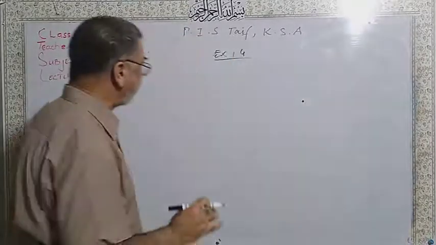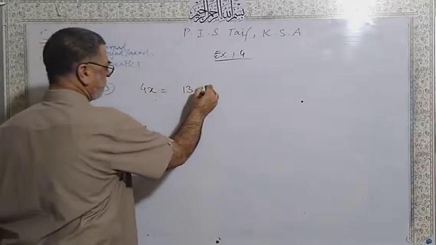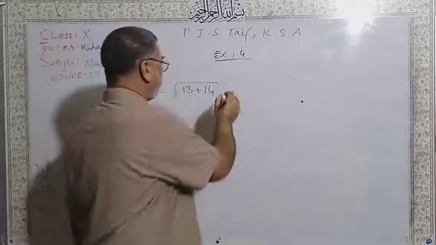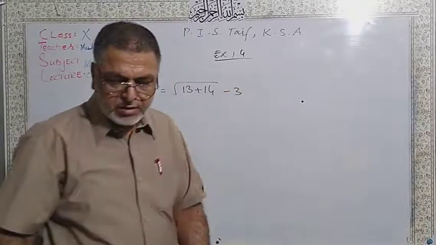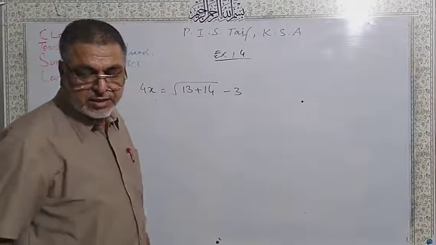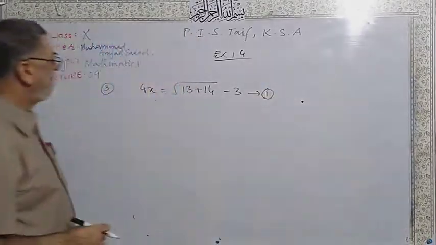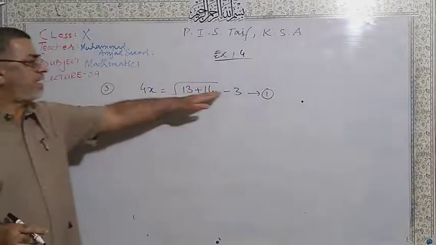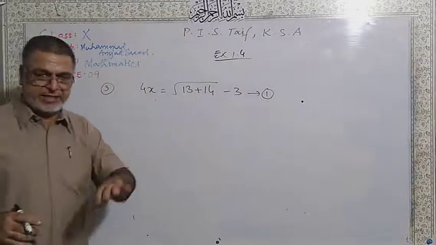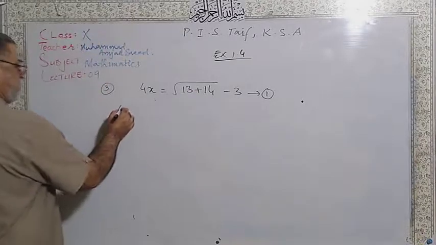4x is equal to the square root of 13x plus 14, minus 3. This is your equation number 1. First of all, you will bring this minus 3 to the left hand side and simplify, exactly as we did in question number 1.